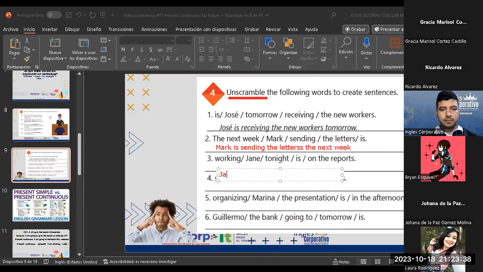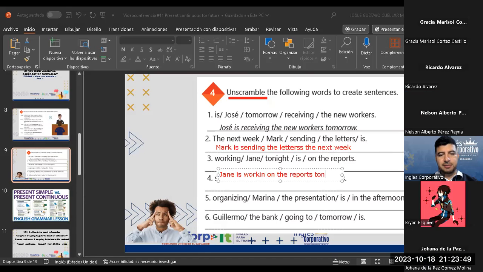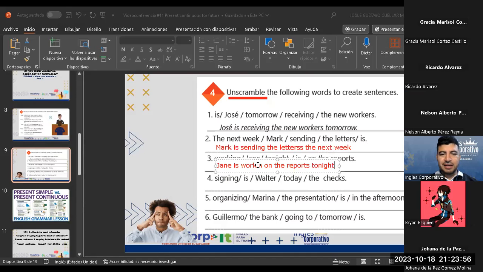Jay is working tonight on the report. O puede ser on the report tonight. Se puede. Pero vi el punto en la palabra report. Sí, aunque todos la tienen, pero ese es lo tricky, ¿verdad? Aunque si ponemos tonight, estaría como enfocando más en que esta noche más que en el reporte, pero aquí sería en los reportes. Yeah. Thank you, Richard.